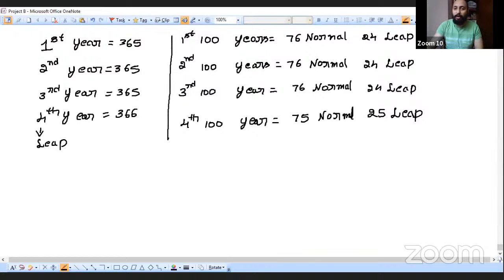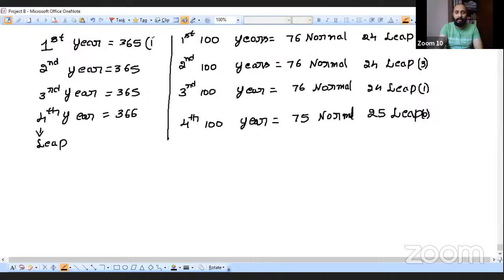This will have 5 odd days. Now 5 twos are 10, so how many? 3 odd days. And this will have 1 odd day. This will have 0 odd days. Yes or no? So in the first year, how many odd days will be there?